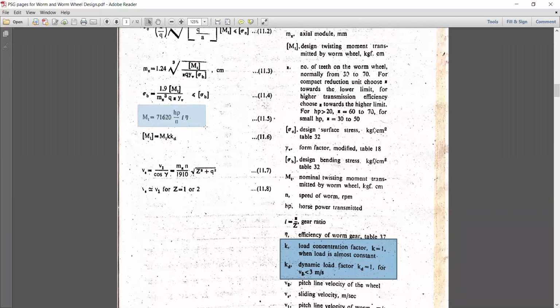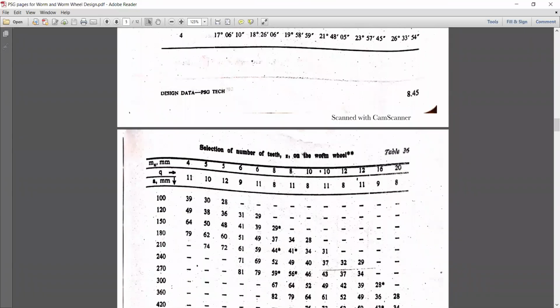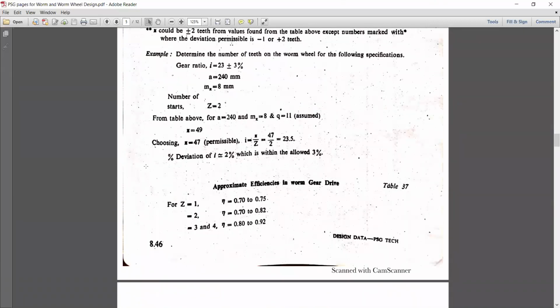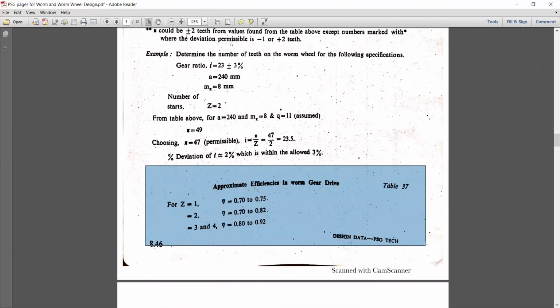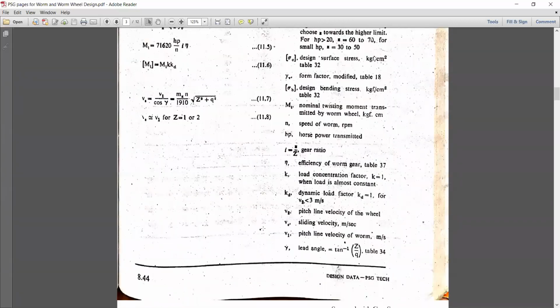For Mt we need to use this equation: Mt is equal to 71,620 HP divided by n into i into efficiency. How can we calculate efficiency? Referring to page number 8.46, table number 37. As we know that the value of z is 3, and the efficiency for that number of starts is 80% to 92%. We are considering it as 85%.